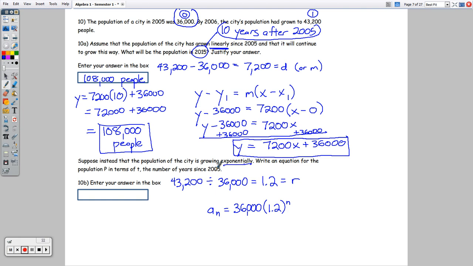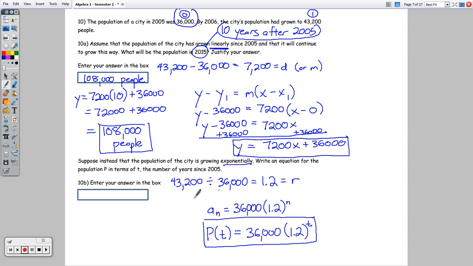And that's all it's asking for here. It says write an equation for the population. We just need to change it into function notation. So P of t, population given a certain time in years, would be 36,000 times 1.2 to the, we replaced n with t, so to the t power. That's what we would write in the box up here as well. So I'll just write the same thing there. P of t, 36,000, and then 1.2 to the t power.